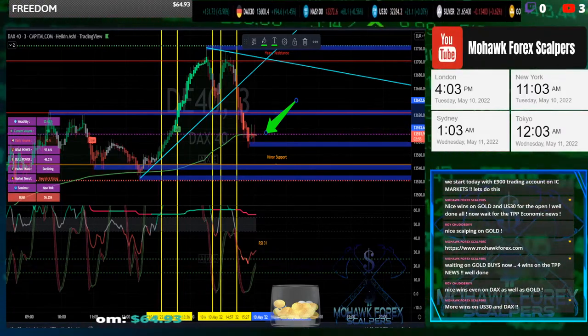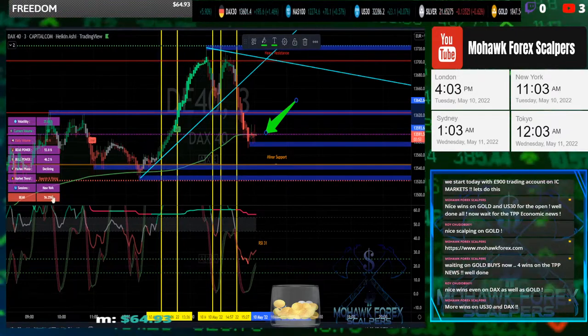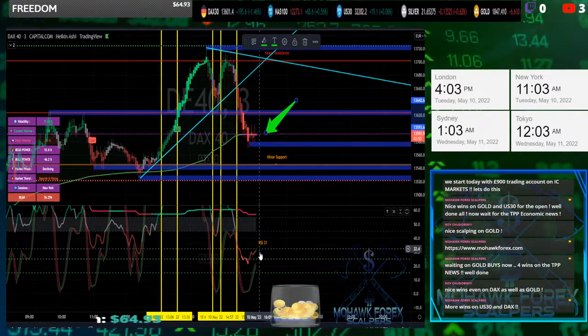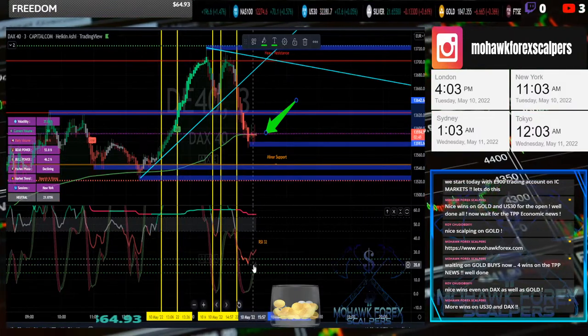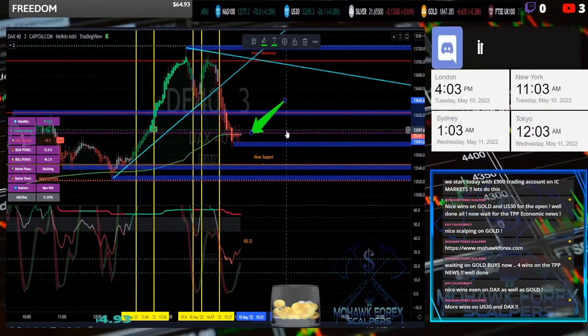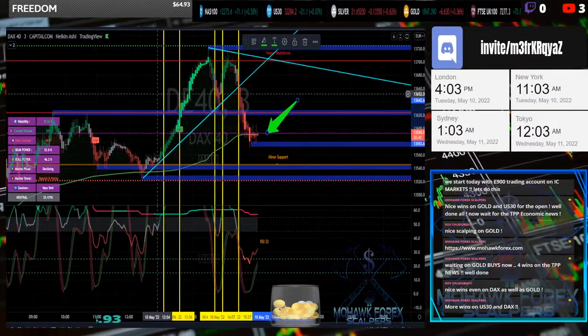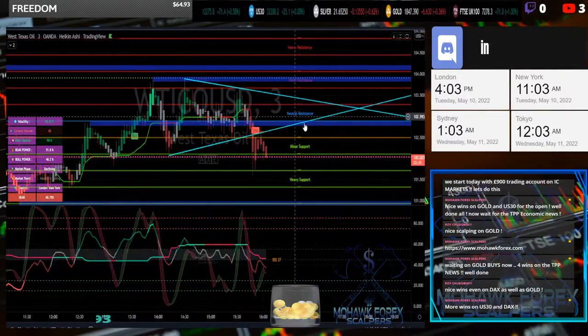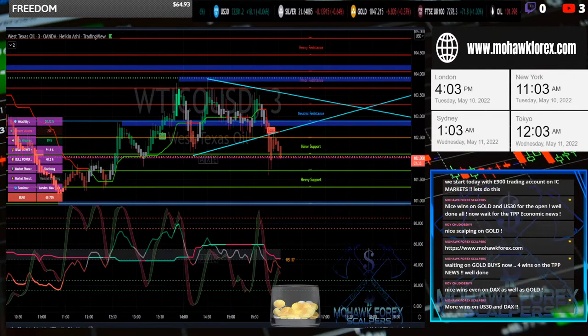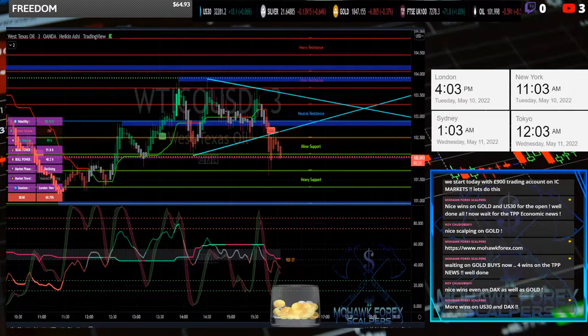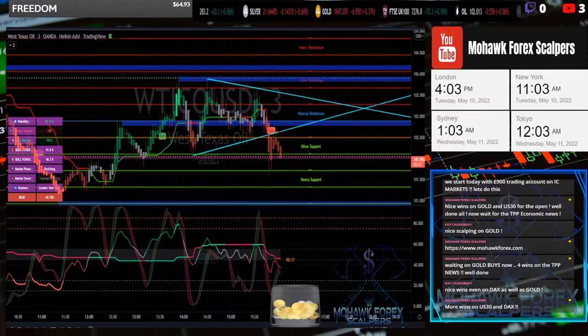I was just ranging around a little bit. Like I say, stochastic's green, RSI's red. You need them all to sync up. So it's going to range around a little bit as it does on DAX this time of day. So we're just going to focus on oil, WTI, our next trade.